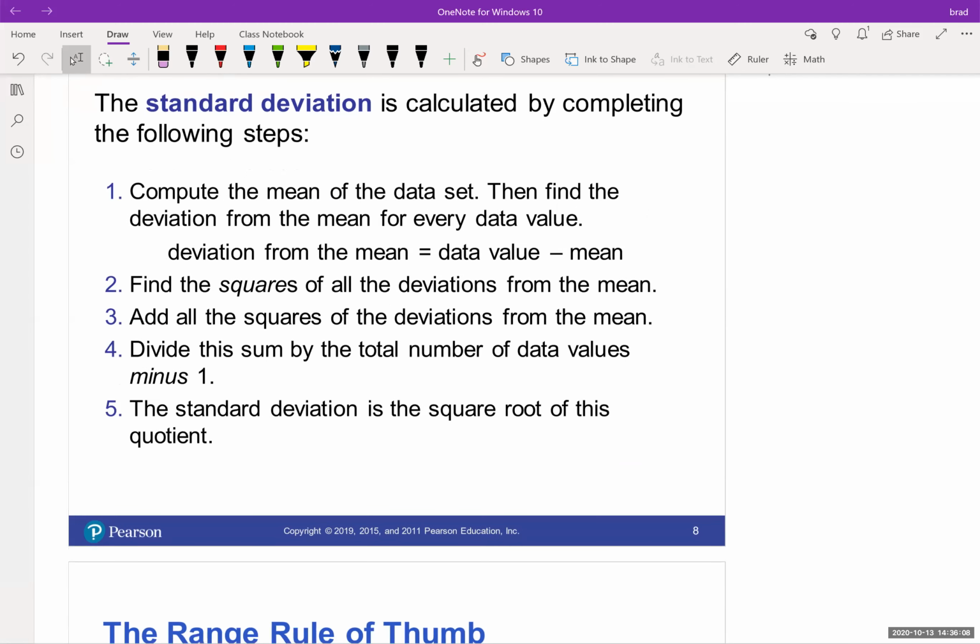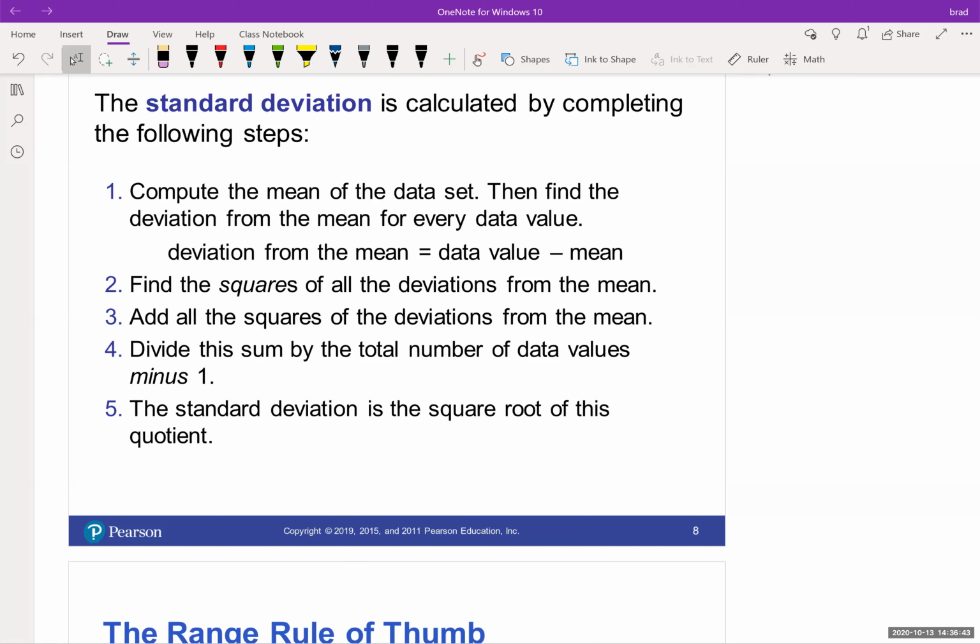Here's the steps they want you to use. So it says compute the mean of the data set, then find the deviation from the mean for every data value. Deviations from the mean equal data value minus the mean. Find the squares of all of these deviations from the mean. Add all the squares up, the sum of the squares of the deviations from the mean, and then divide the sum by the total number of data values minus 1. The standard deviation is the square root of whatever you got. So that seems pretty difficult. So I'm going to show you guys an example on how to do it by hand.